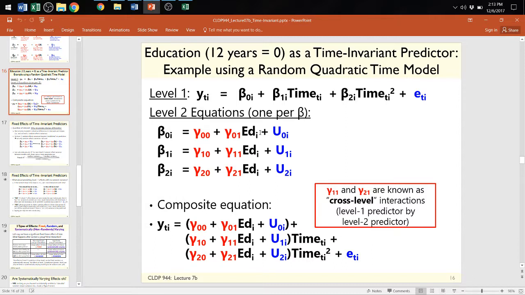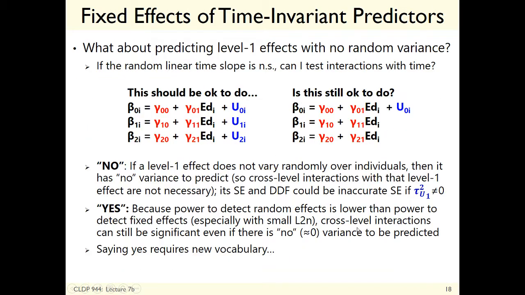I'm on slide 16. This was the example we looked at, education as a time invariant predictor predicting the random intercept, the random linear slope, and the random quadratic slope. So here's a question. What if I had not detected individual differences in change, but the whole point of my study was to examine whether this time invariant predictor predicted change? Can I still do it? So what the model would look like is the one on the right there. I would still have my cross-level interactions with the effects of time with my time invariant predictor like education, but they're missing the U's in their lines.